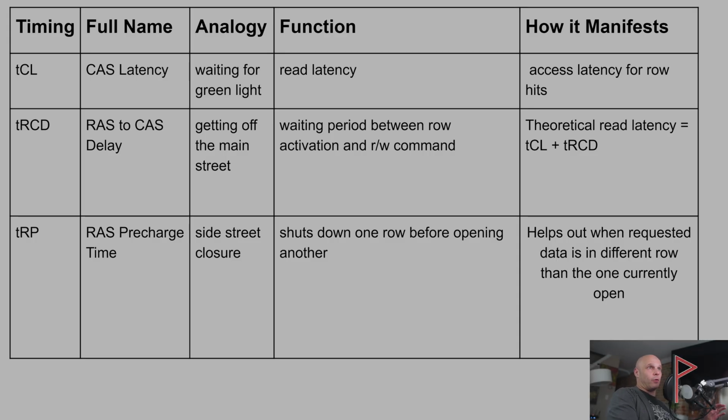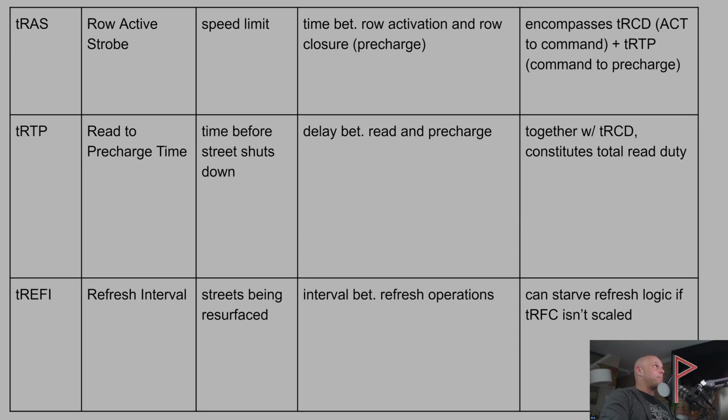Everything happens in order here in DRAM. So that helps out when the requested data is in a different row than the one currently open. Get this little RAS pre-charge time. tRAS, again, row active strobe. We call that the speed limit in this analogy. Time between when the row is activated and when the row closes.